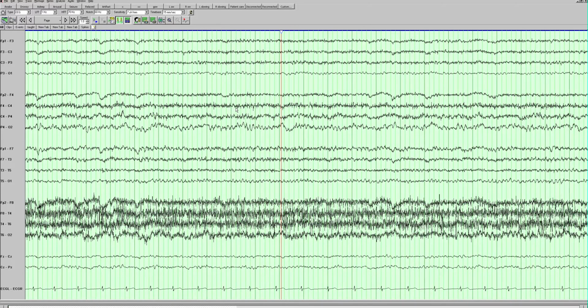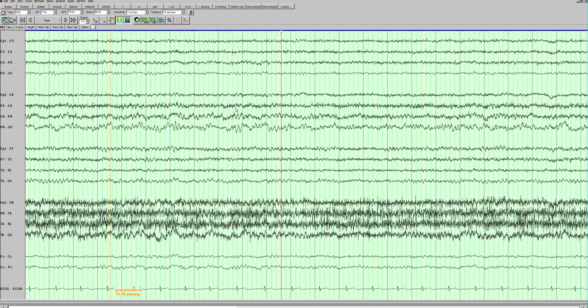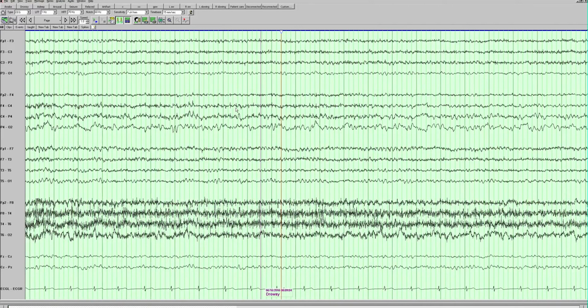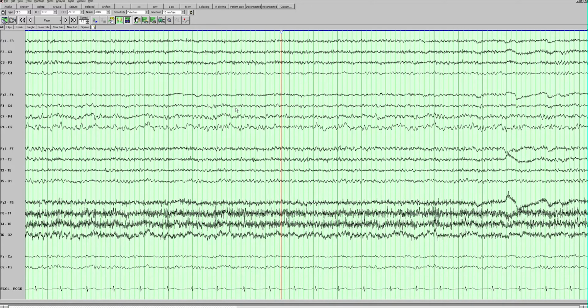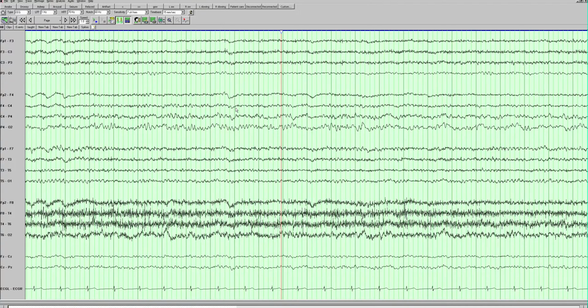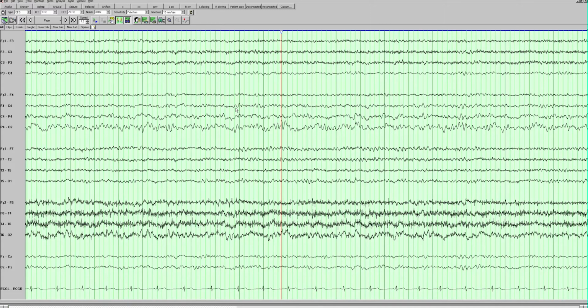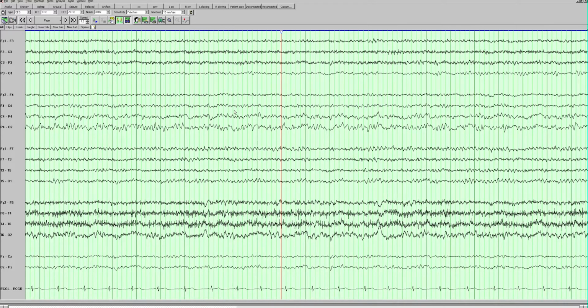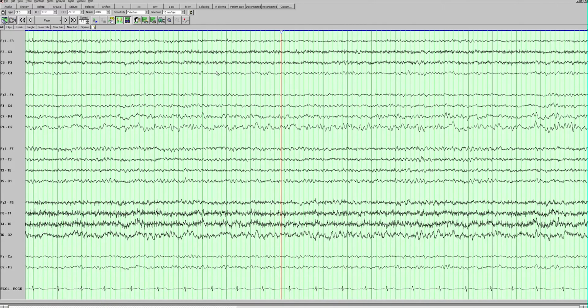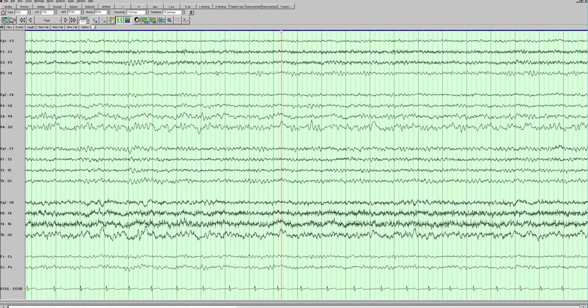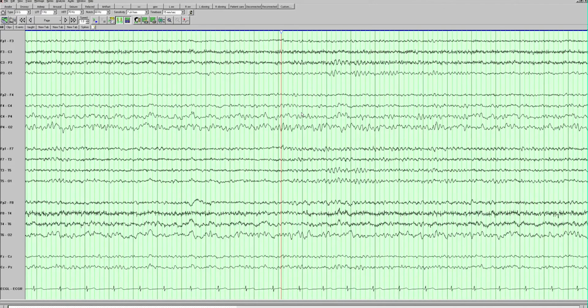And there's some movement there noted by the tech. And as we progress on, we're looking for drowsiness, and we're looking for sleep stages and for any other focal abnormalities. So far, the patient's awake here. We haven't seen any evidence of sleep. Maybe a little drowsy here and there. We see some loss of the anterior-posterior gradient.